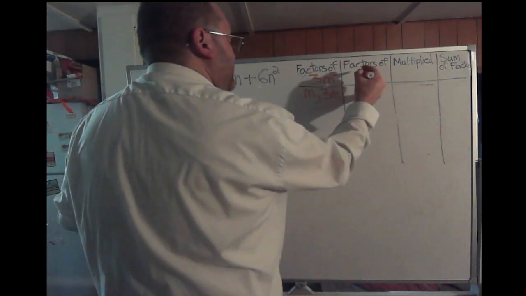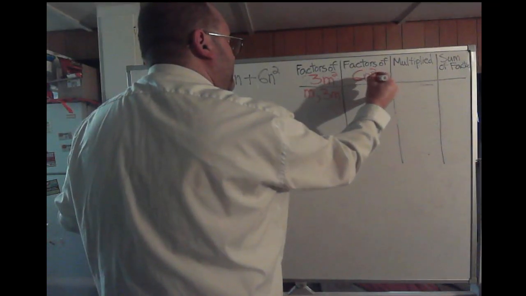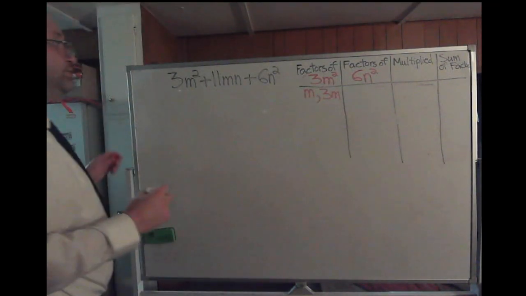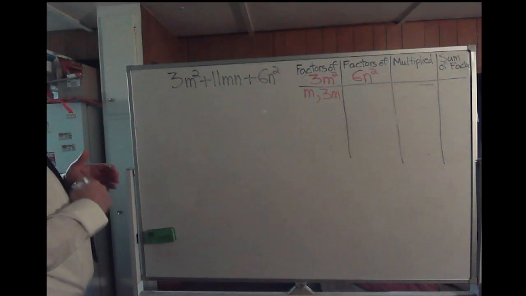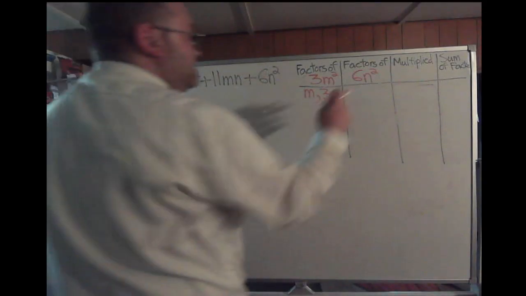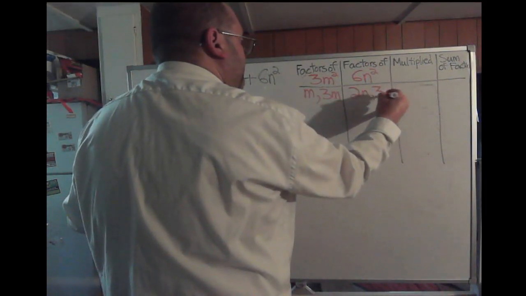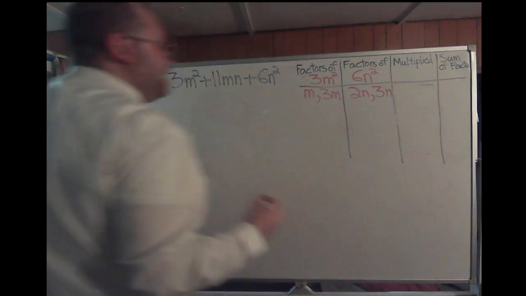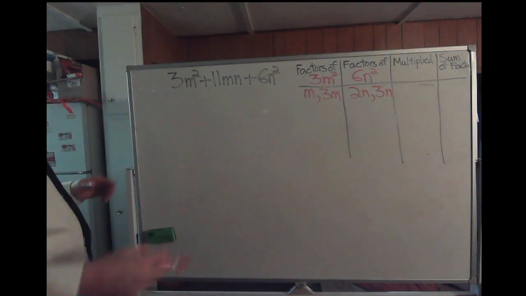Next, you got to find factors of 6n squared. Now, how's this going to work? There are several factors we could consider. 6n squared, I'm going to go with 2n and 3n. Because if you take 2n times 3n, you get 6n squared, okay?